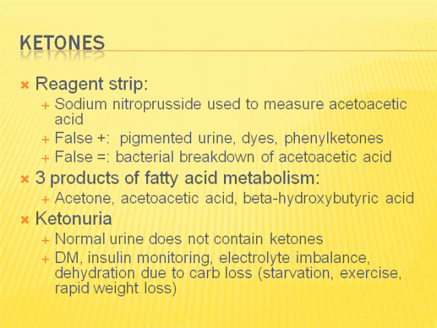Ketonuria is the term for ketones in the urine. This is not normal. You should not normally have ketones in your urine. Times when a person might have ketones in their urine would be diabetes mellitus, insulin monitoring, electrolyte imbalance, dehydration due to carbohydrate loss, which can include starvation, exercise, rapid weight loss, vomiting, and so on and so forth.